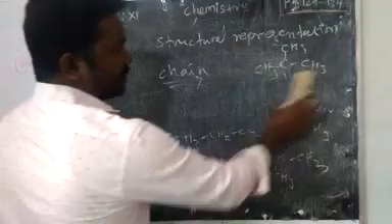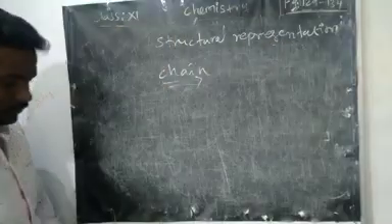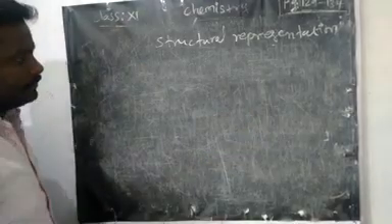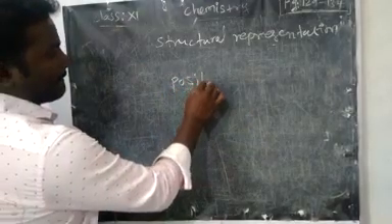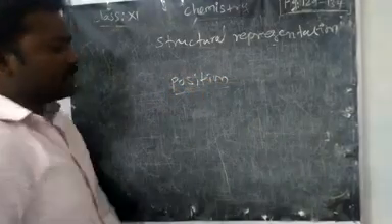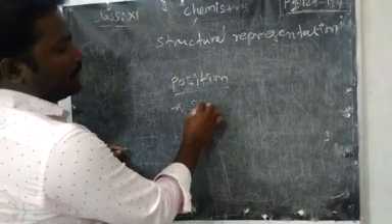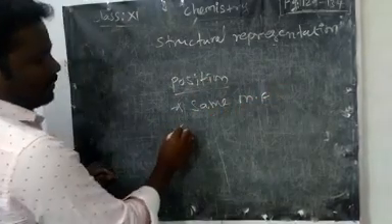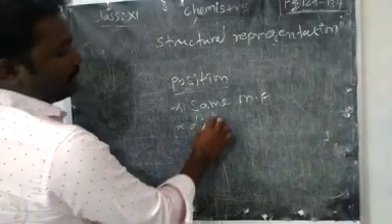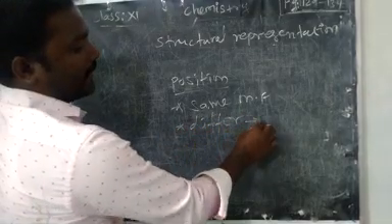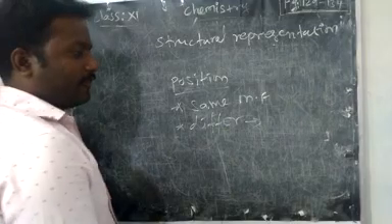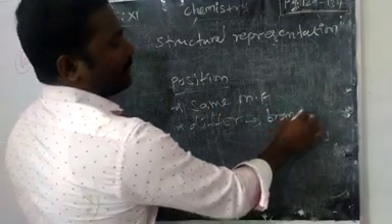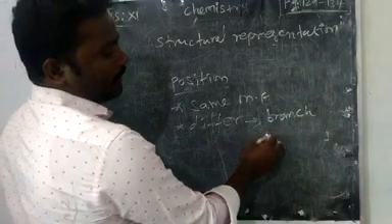Next, position isomerism. Position isomerism is also very simple. Same molecular formula, but they differ in the position of the side branch. We can write branch or double bond.